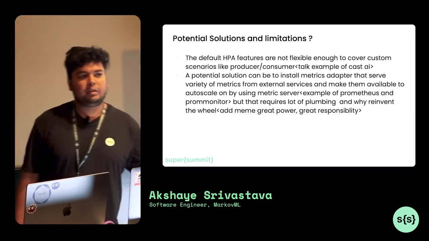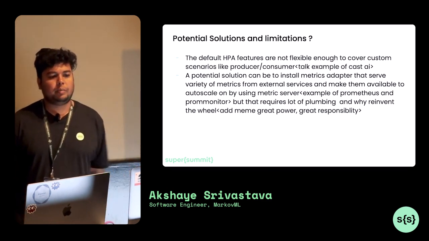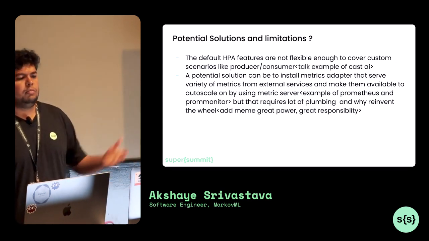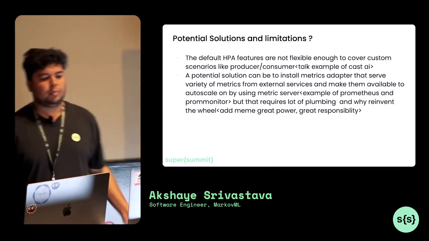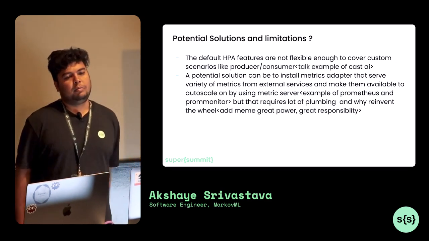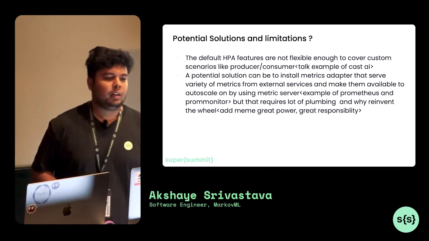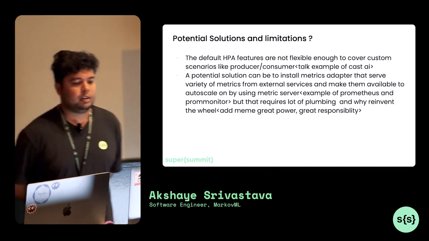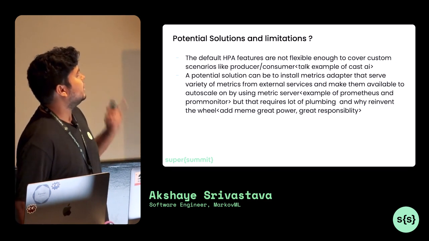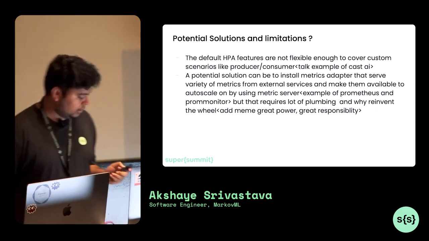So there could be other potential solutions, and what are the limitations? One of the solutions could be you can build your own metric server. Let's say you capture the metrics from, for example, RabbitMQ in Prometheus, create a metric server and configure HPA to use that. But then this again is building the entire solution. Why would you reinvent the wheel when you have Keda to do all of this? So instead of building our own infrastructure, we could just use Keda for it.